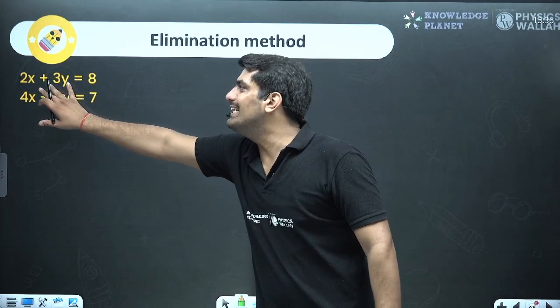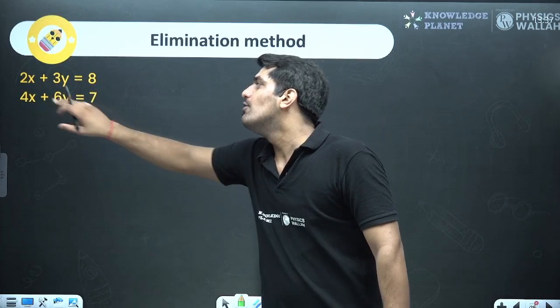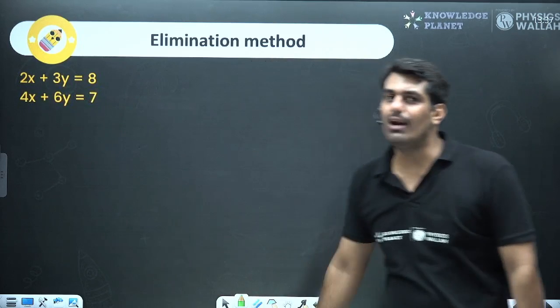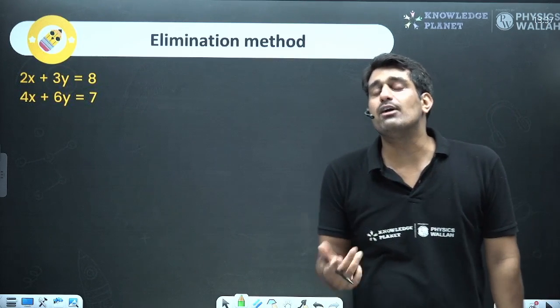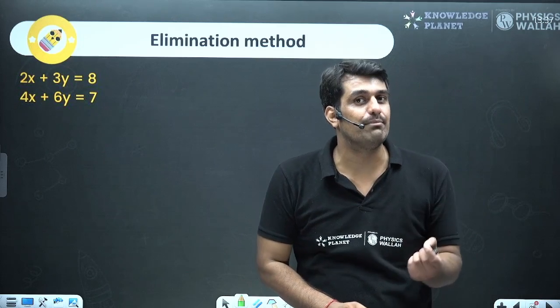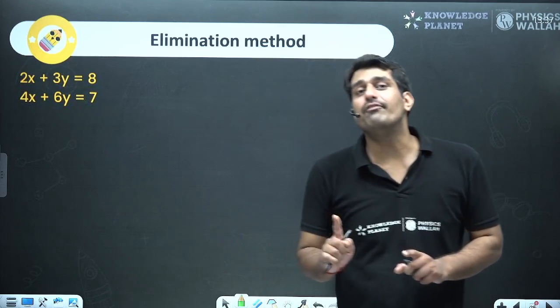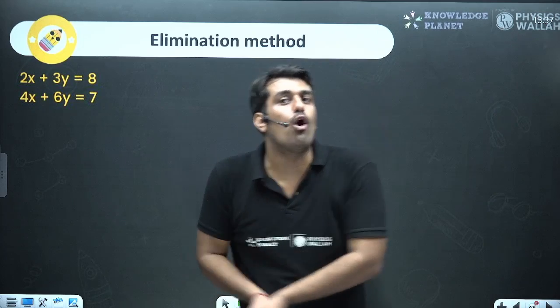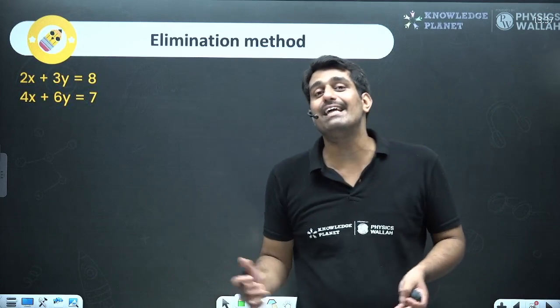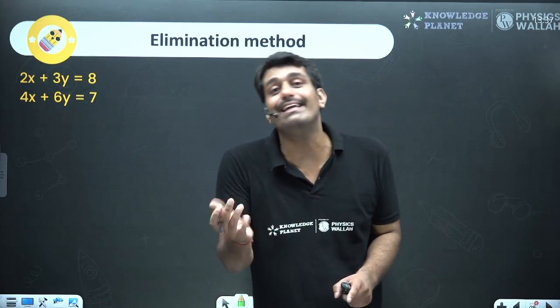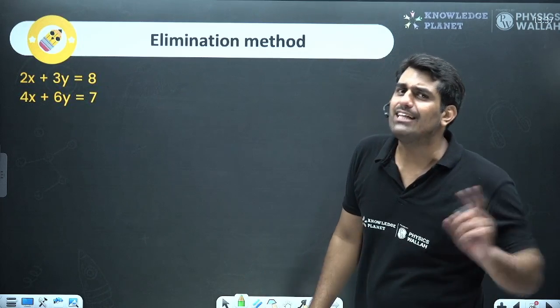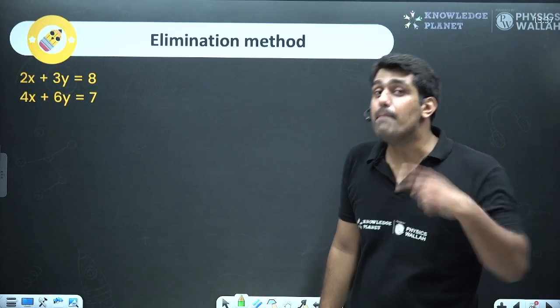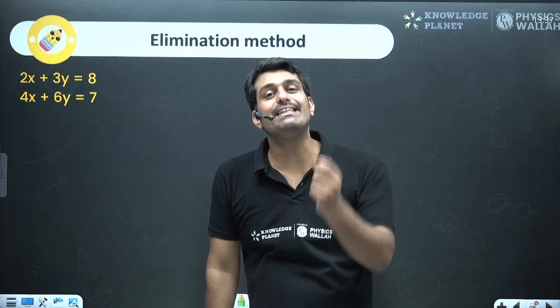We have been given these two equations. 2x plus 3y equals 8, 4x plus 6y equals 7. I told you elimination method works well when the coefficients are the same. Coefficients of what? Either the coefficients of x are equal or the coefficients of y are equal. If that is the case, then the elimination method will work really well.